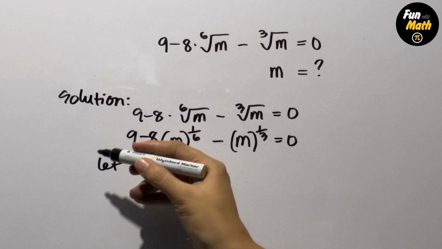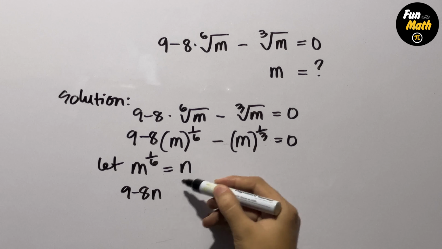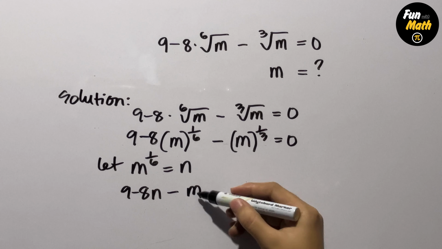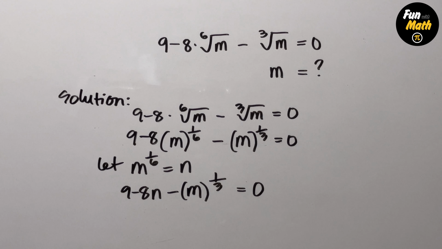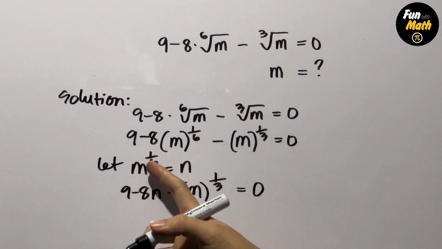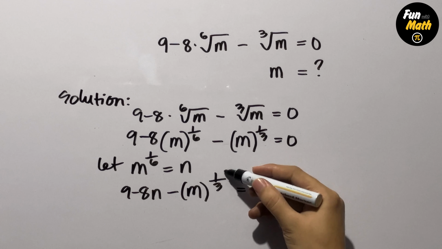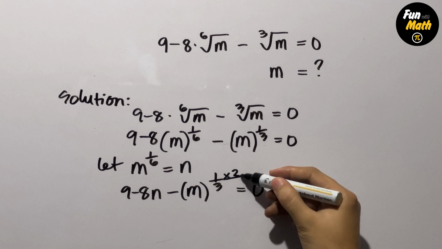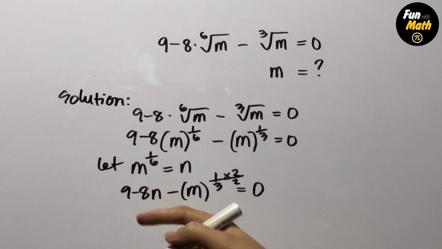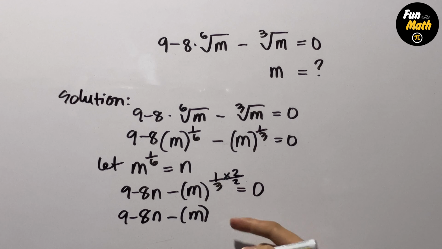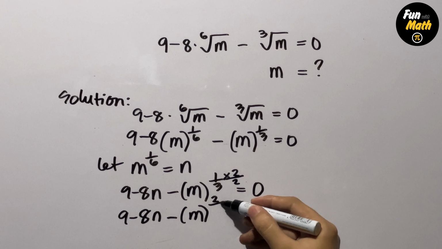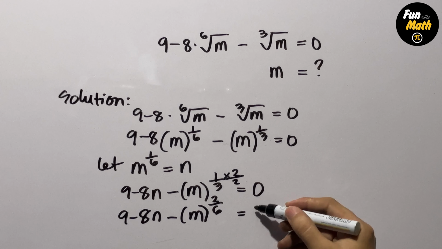So to write, this is now 9 minus 8n minus m to the power of 1 over 3 equals 0. Now next is this m to the power of 1 over 3. We need to convert this into a power over 6 by multiplying by 2 over 2. So this is now 9 minus 8n minus m to the power of 1 times 2, that is 2, over 3 times 2, that is 6, equals 0.